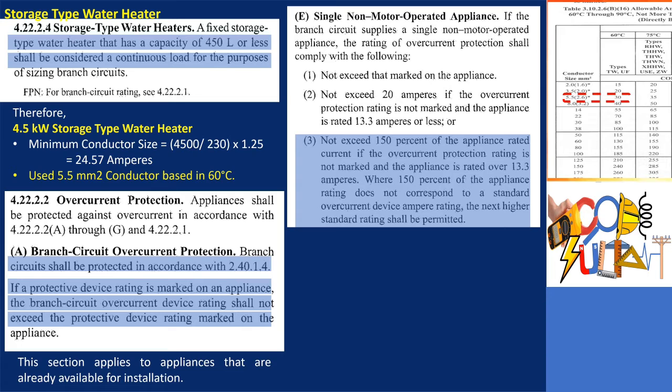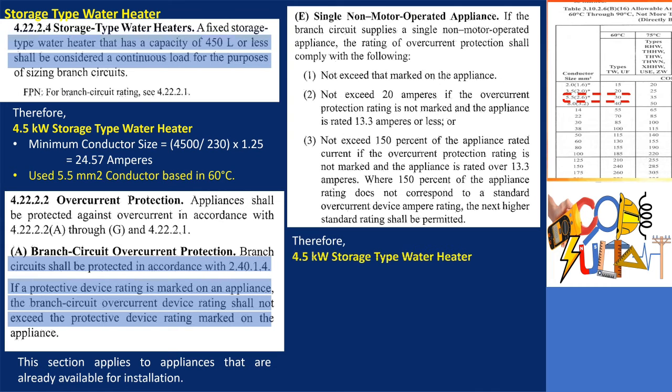If 150% of the appliance's rating does not correspond to a standard overcurrent device ampere rating, the next higher standard rating is permitted. For a 4.5 kilowatts water heater, the branch circuit protection must be calculated as follows. 4,500 watts divided by 230 volts equals 19.57 amperes.